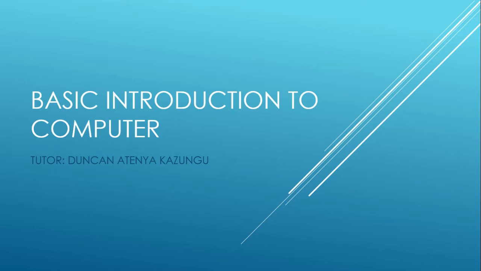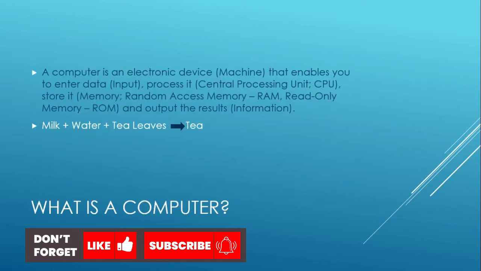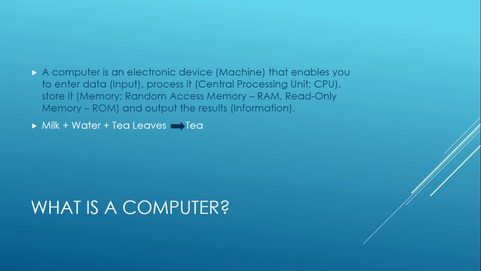So my friend, as I've said, I'll be doing the basic introduction to computer. And my friend, I just want to define what a computer is. So a computer is an electronic device or machine that enables you to enter data. And this data, we call it input. Then it processes it using the central processing unit. In short, it is called CPU. Then store it in memory, of course. So we have two types of memories. We have random access memory, which is shortened as RAM, and read-only memory, which is shortened as ROM, and output the results, which is information.